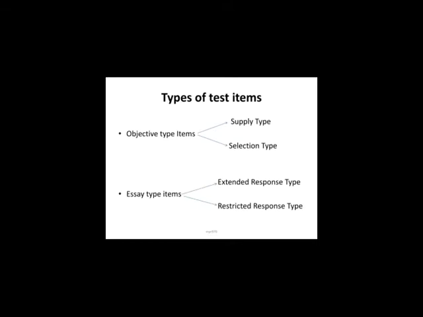Essay type items are classified into two types, that is extended response type and restricted response type. In extended response type, there is freedom for the respondee to answer the essays without any restrictions. And in restricted response, the question should be answered within a limited number of words or the space provided for the respondee.